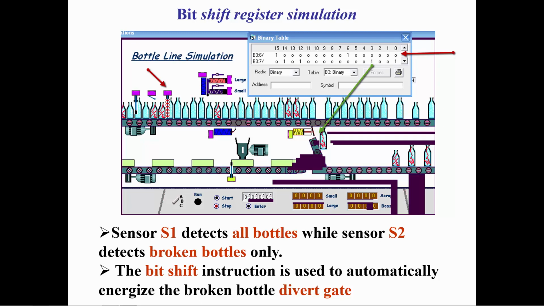Further down the conveyor is a solenoid and gate which will reject the broken bottle when the 1 in the bit shift register reaches that point. The solenoid will be activated when there is a 1 in the bit position B3:7/3.